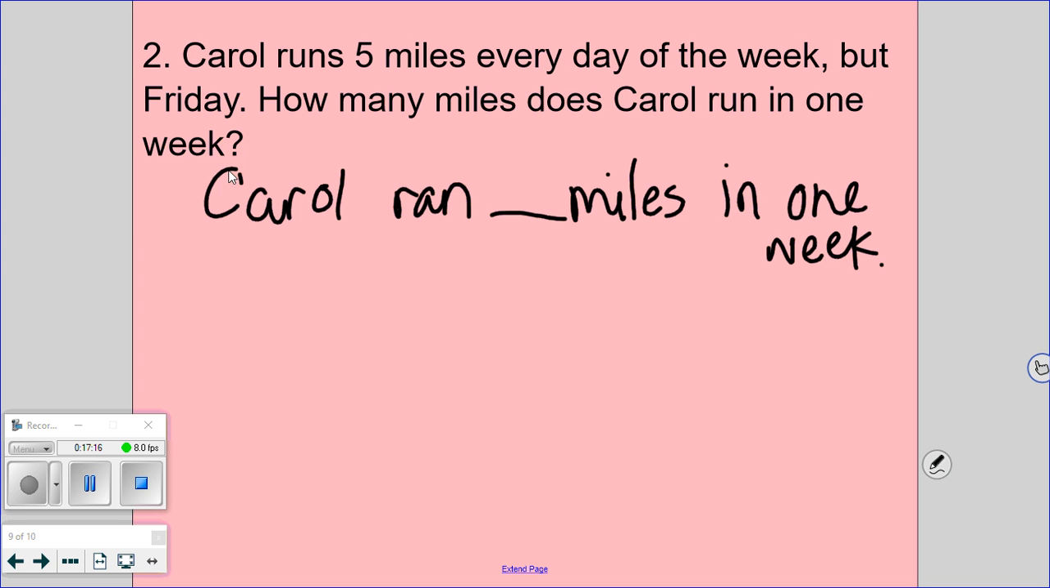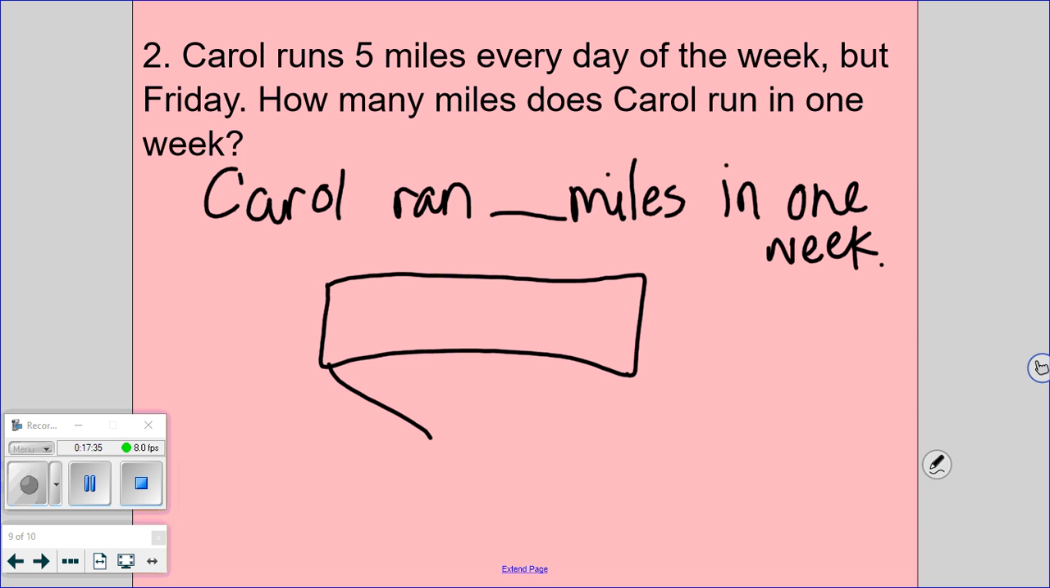Alright, step number 2 is what? Come on. Step number 2. William? Yes, get a bar model. Draw a bar model on your paper. Alright, I got my bar model. What am I counting? Miles. Do I know the total amount of miles? No, I do not. That is a question mark.